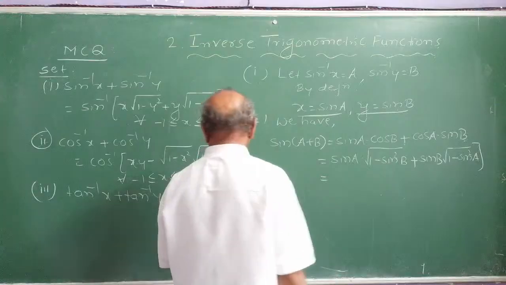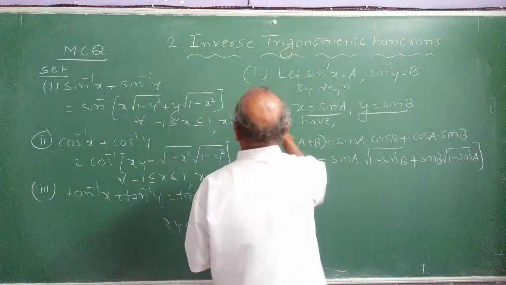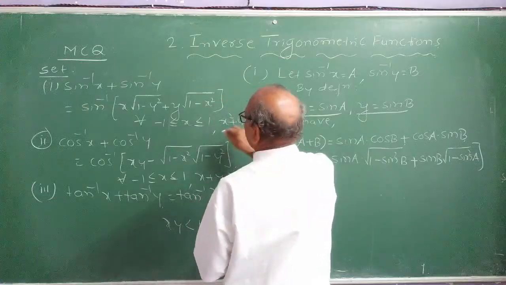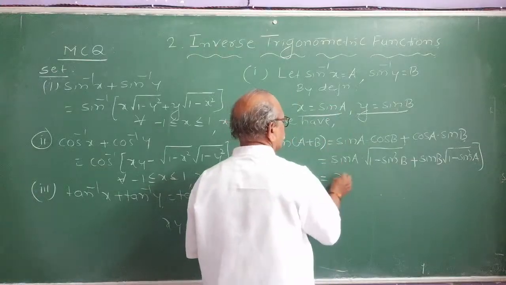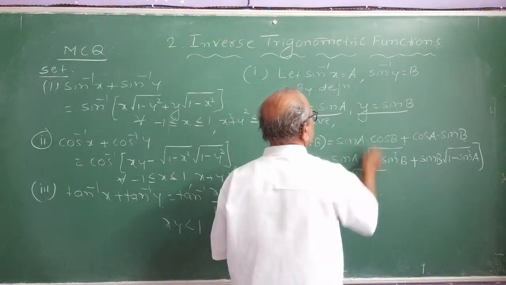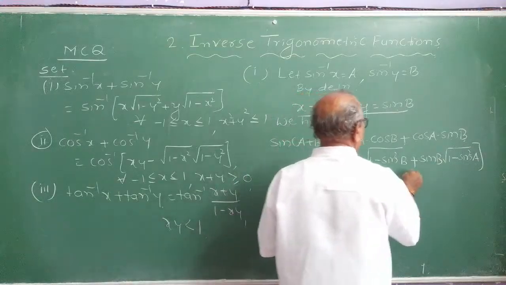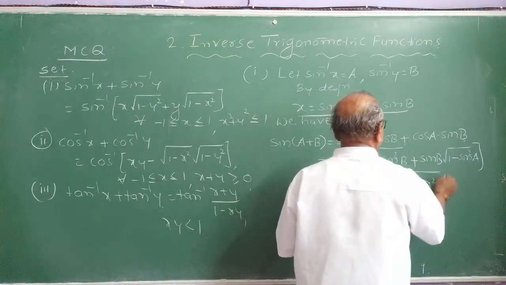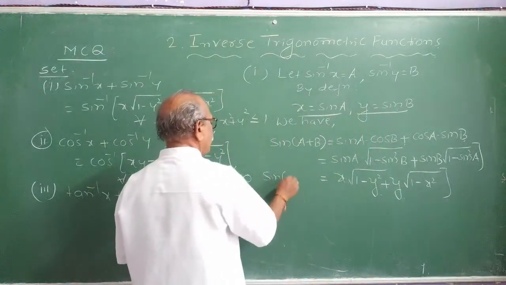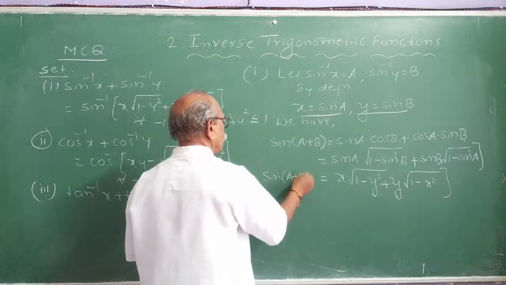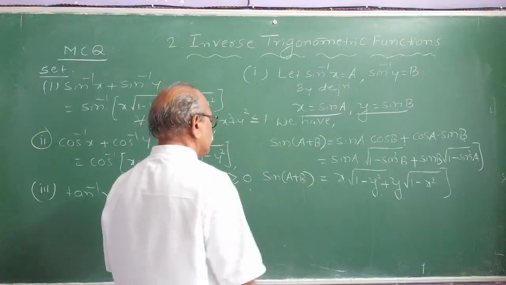Now substitute the sin a value. We have x root of 1 minus sin square b, that is y square, plus y root of 1 minus x square. Remember this formula. Therefore, sin a plus b is equal to x root 1 minus y square plus y root 1 minus x square.